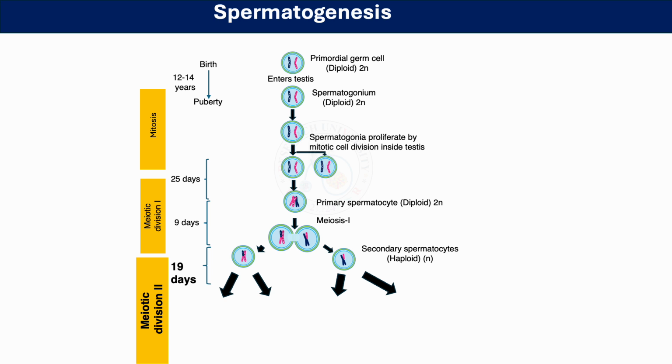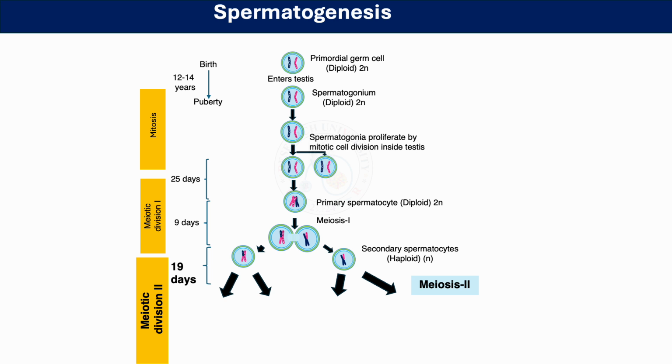Next one is meiosis 2, the second stage of meiosis. It is similar to mitosis, making a second division of the meiosis. In this phase, secondary spermatocytes resulting from meiosis 1 undergo further division to yield haploid spermatids. This process is involved in the second stage of meiosis. Here we can see the different stages of meiosis 2.